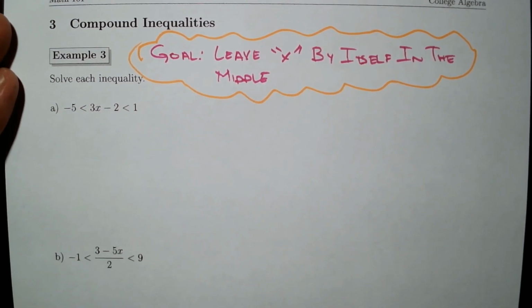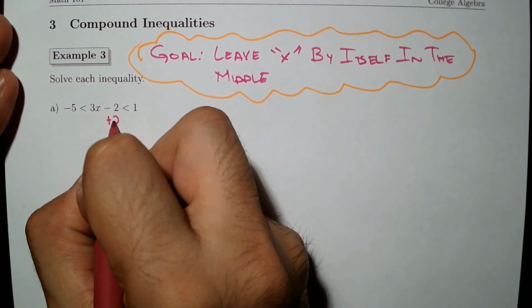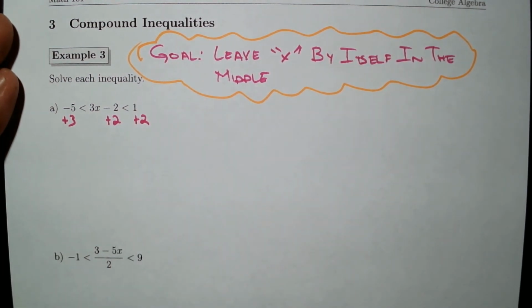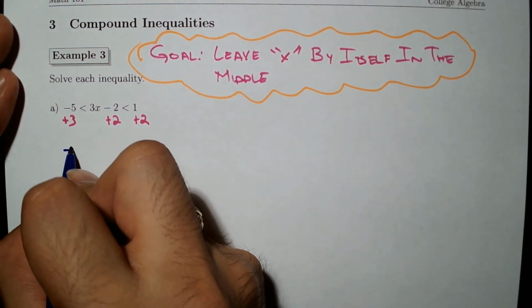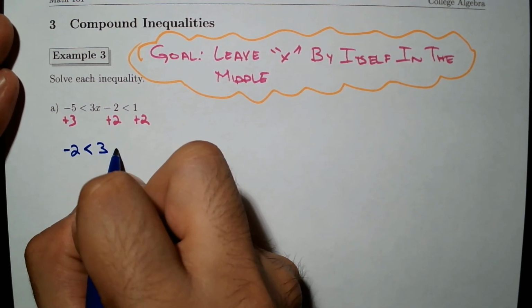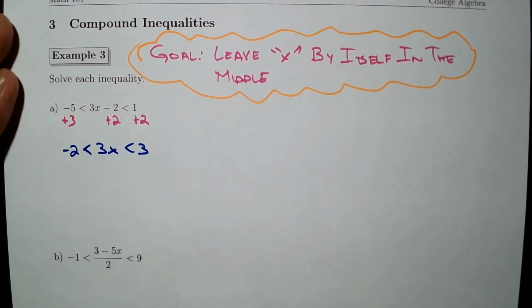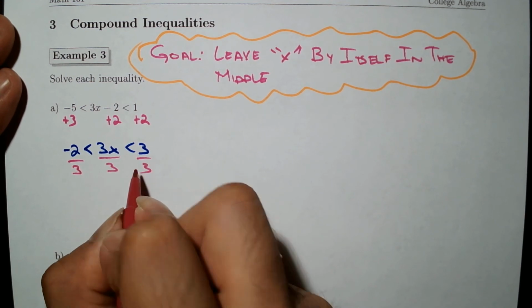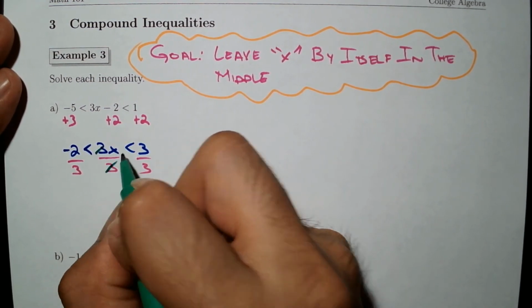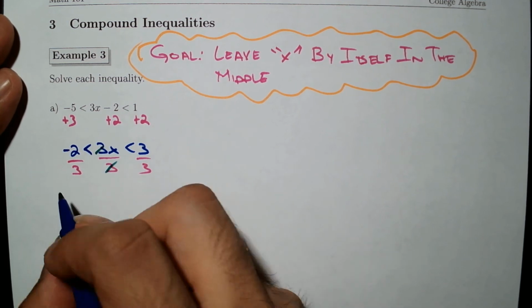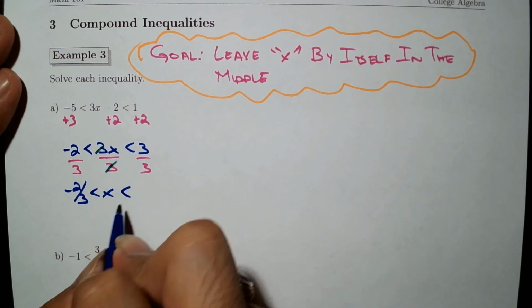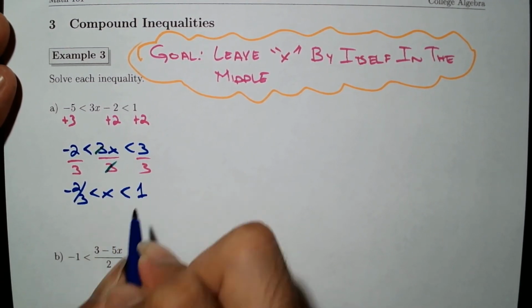To get x by itself here, first we add 2 to the 3 sides, not just to both sides, but to the 3 sides. That's going to give us negative 5 plus 3, that's a negative 2, less than 3x less than 3. And finally we divide the 3 sides by 3. And that's how we are going to get x by itself in the middle. So we are going to have x greater than negative 2/3 and x less than 3/3, which is 1.